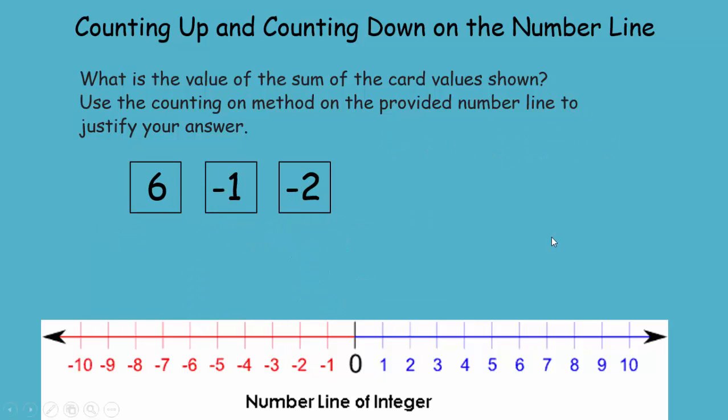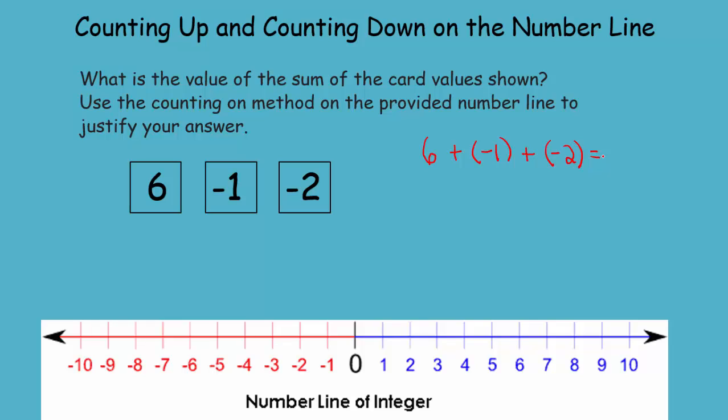I'd like you to see if you can try this one on your own. I'd like you to find the value of the sum of the card values shown, which means I'd like you to take 6 plus negative 1. We always put the negatives in parentheses to show that that negative sign is attached to the 1, plus negative 2. And I'd like you to go ahead and find that sum using the counting on method on the number line provided. Pause the video, try it out, come on back.